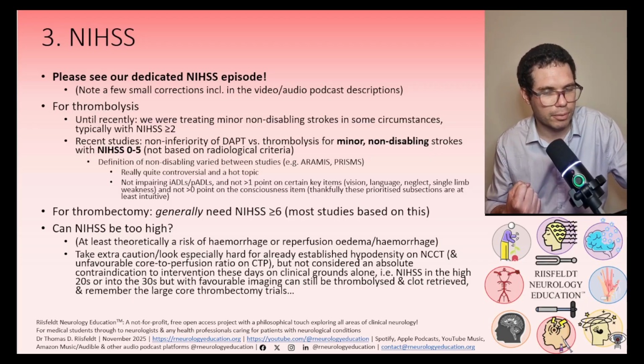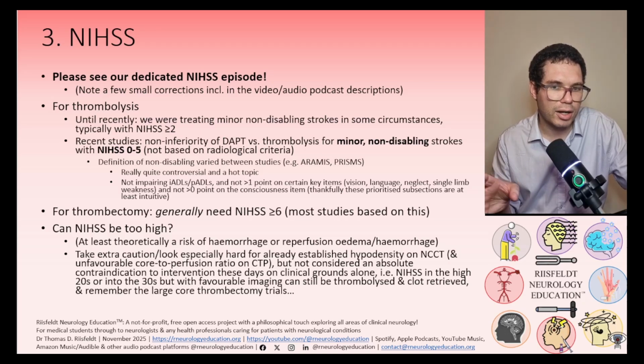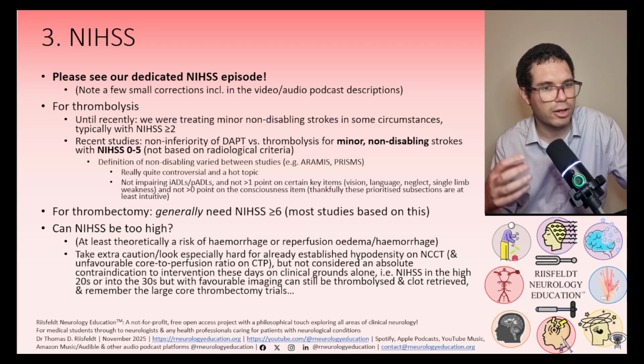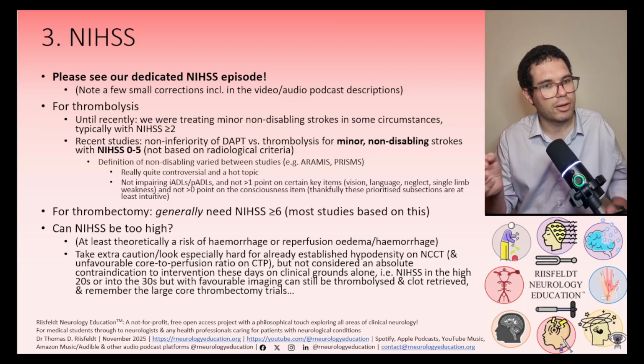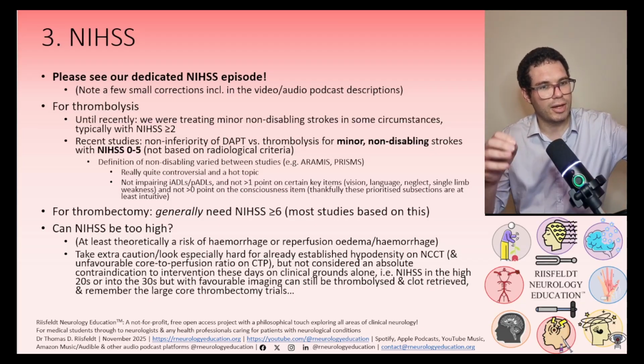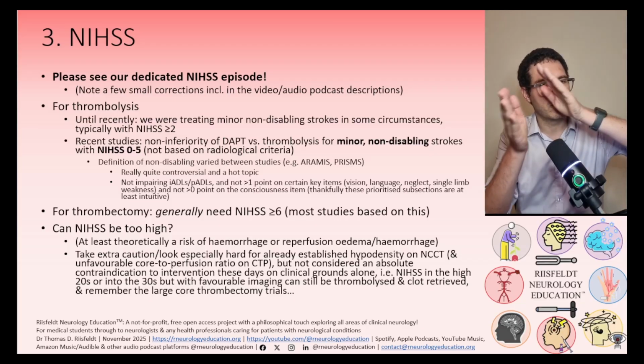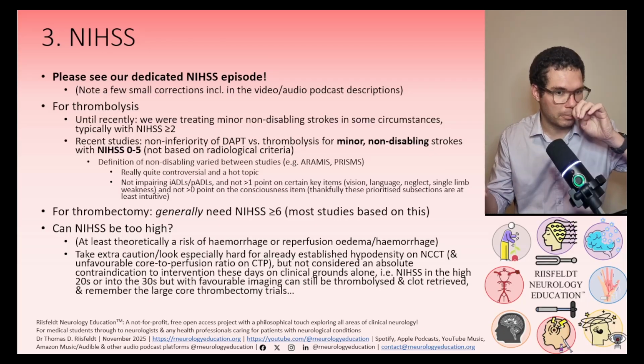Now, what about thrombectomy? So generally speaking, you need a NIHSS of 6 or higher to be a good candidate for thrombectomy because most of the thrombectomy studies have been based on this, if we're going to go by the book and be evidence-based. And so combining that with the studies on minor non-disabling strokes and DAPT non-inferiority to thrombolysis that I just spoke to, that then brings thrombolysis and thrombectomy into accordance. So you really want a NIHSS of 6 or higher.